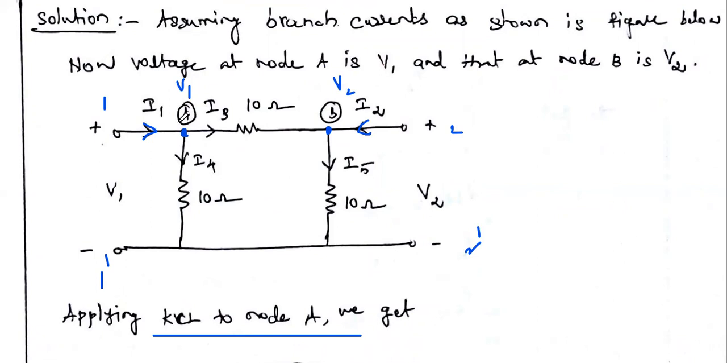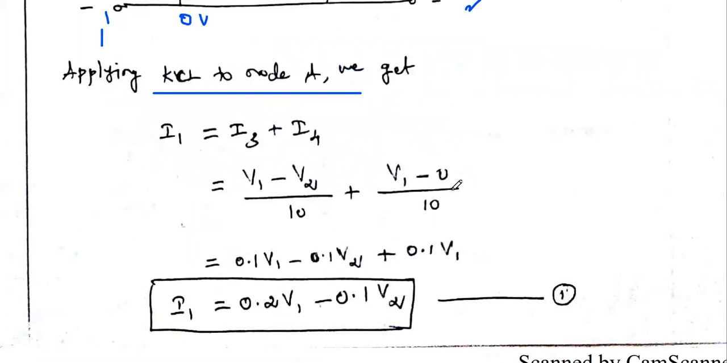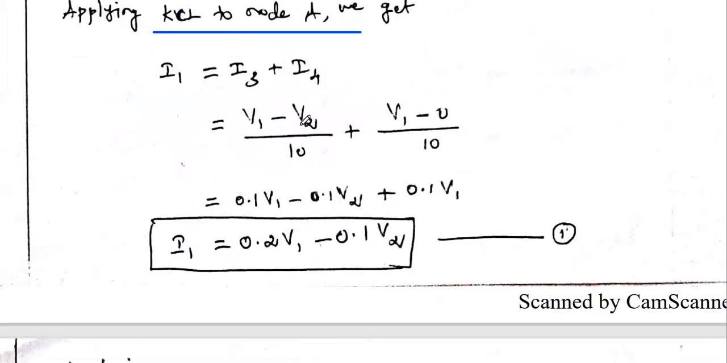So I4 is nothing but the starting node V1 minus the ending node. This is the reference node, so the voltage at the reference node is 0. So V1 minus 0 divided by 10 is I4. So you just substitute the I3 and I4 values here, then rearrange it. So V1 by 10 is 0.1 V1, minus V2 by 10, minus 0.1 V2.